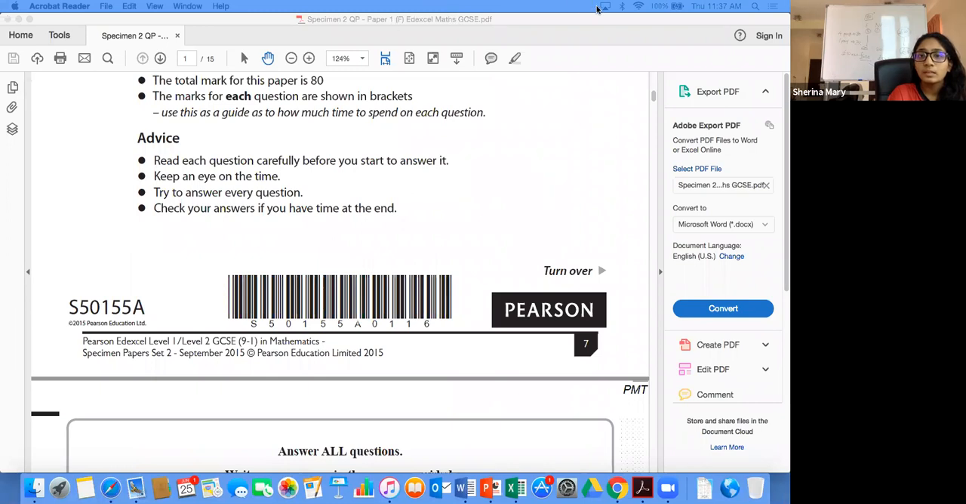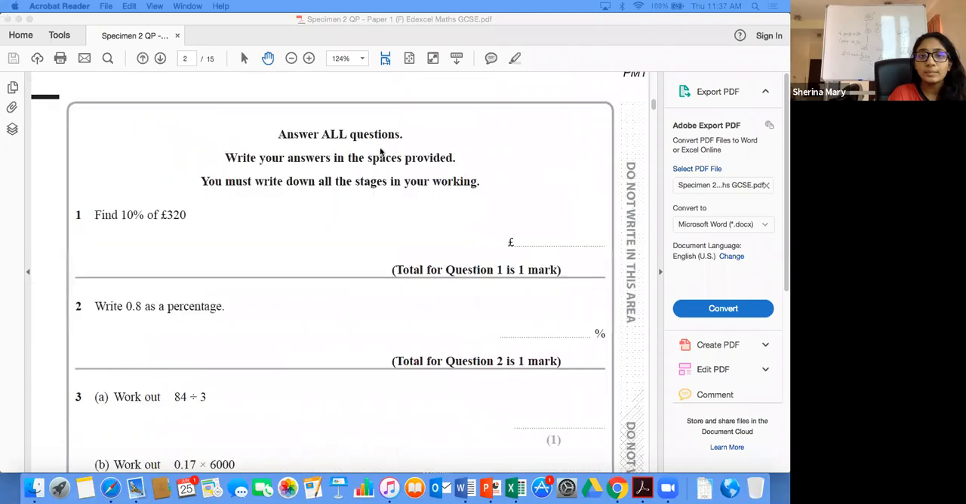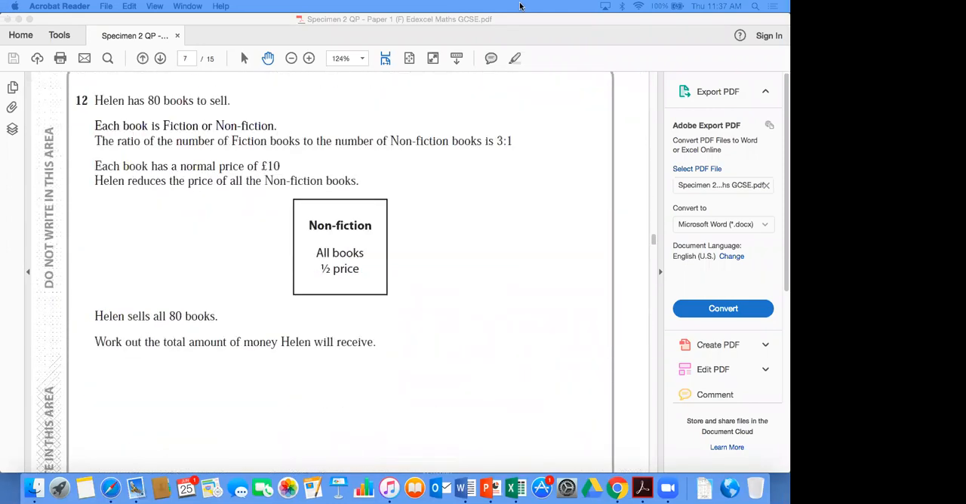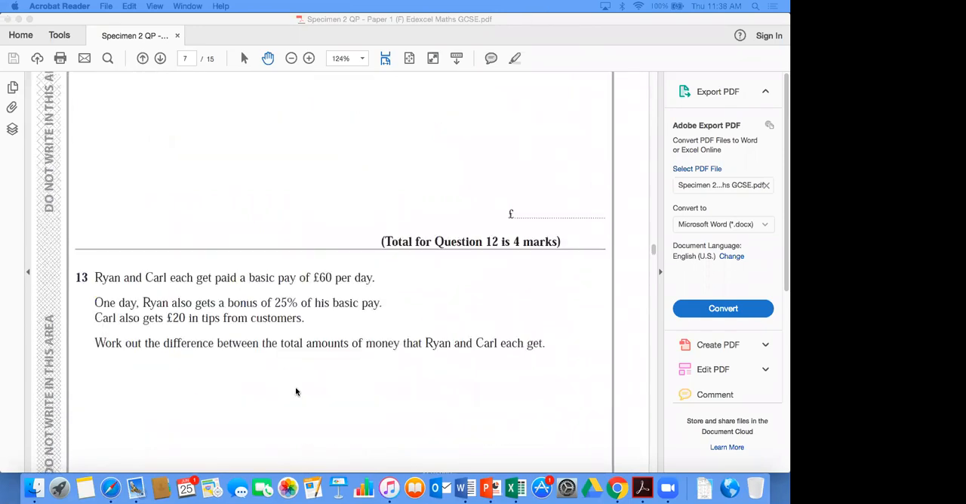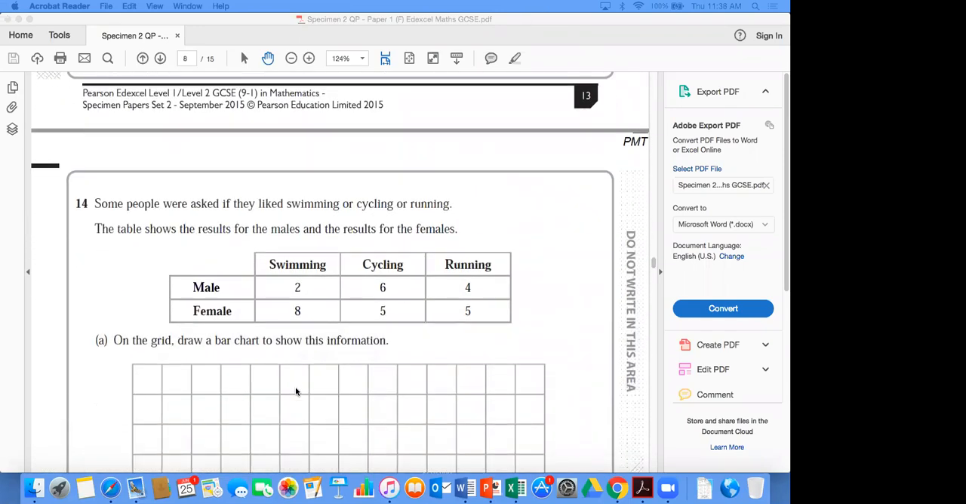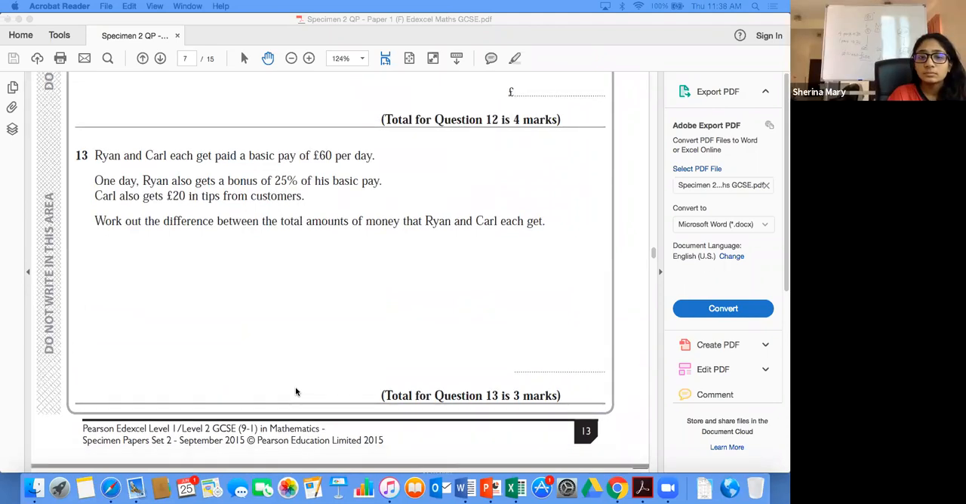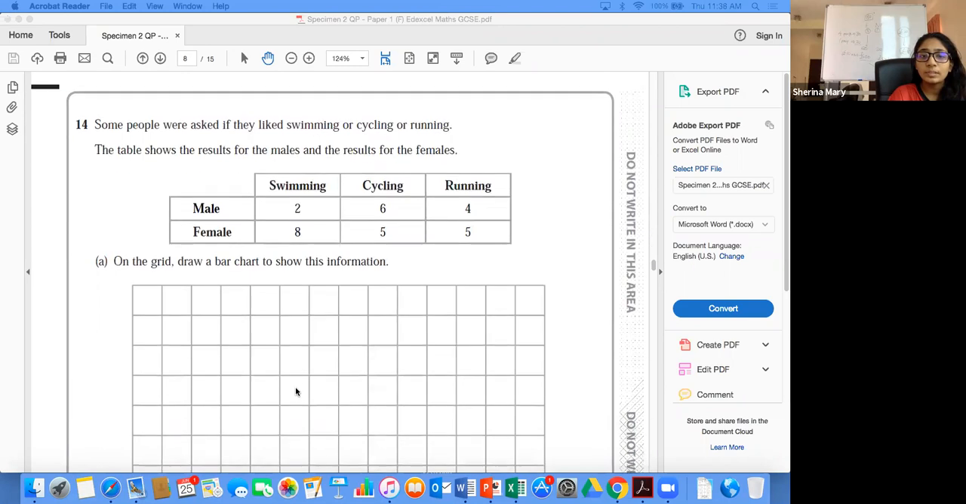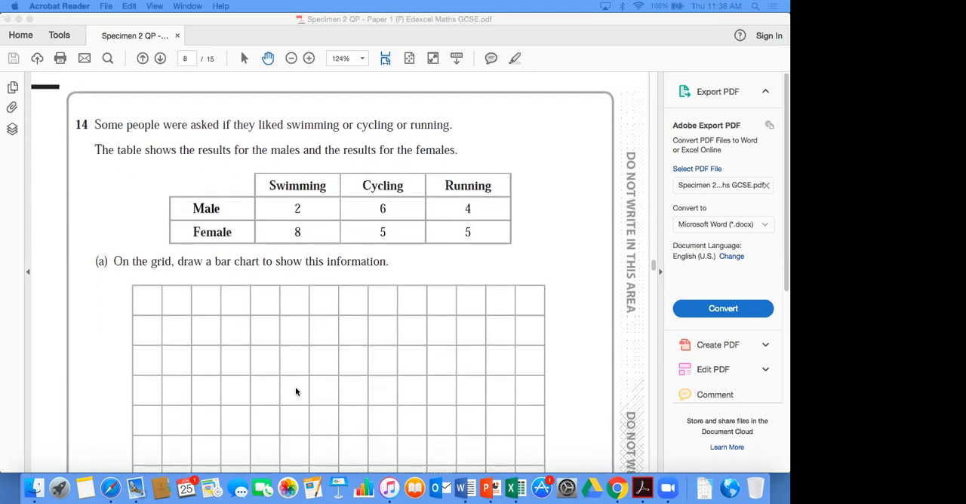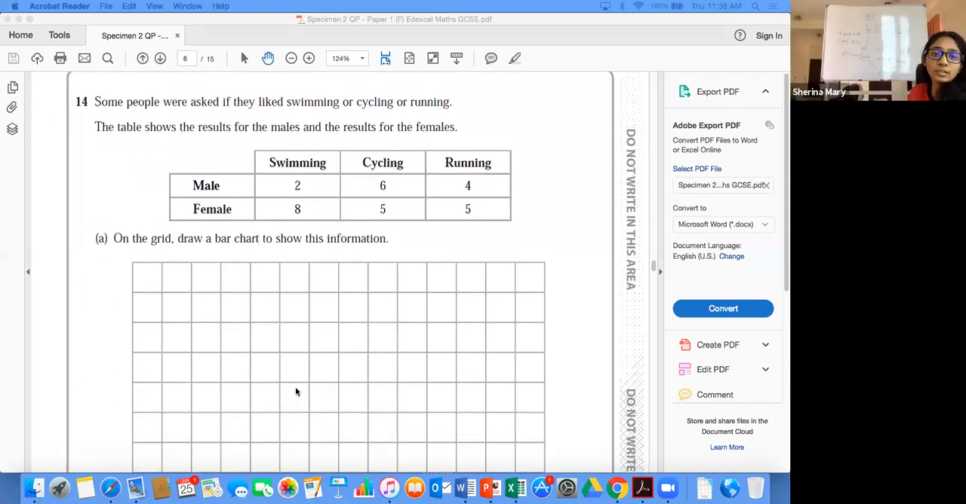Okay, let us start. We'll continue the paper from last week. Okay, everyone has the paper? Yes, sir. See it on the screen. Stopped here, right? Number 13. Have we done number 14 yet? No, sir. No? Okay, so number 14 is just simple. It's just a table and we want to draw a bar chart for this information.